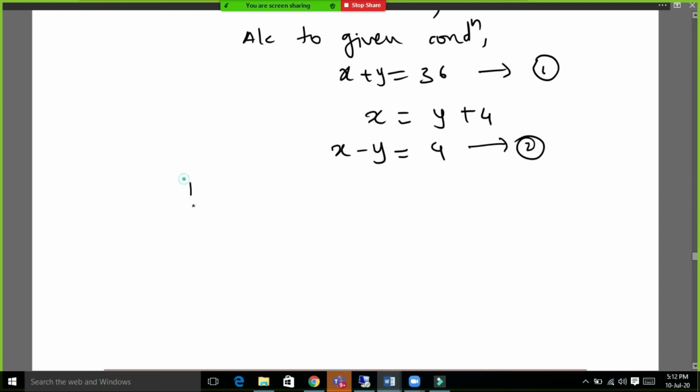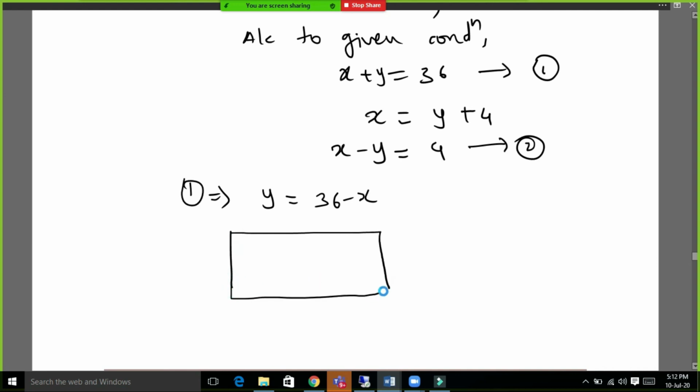So we consider the first equation. We get y is equal to 36 minus x. We convert in terms of y. Now we substitute the value of x and we get the values of y. So for this, make a table which represents x and y values.